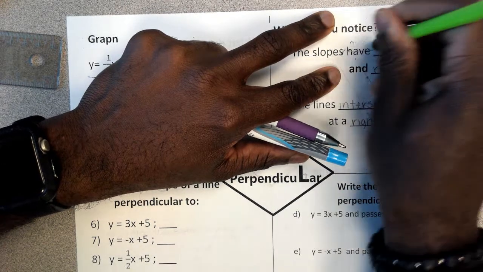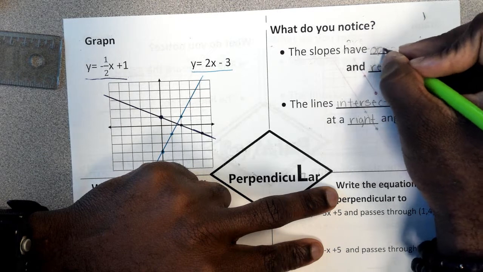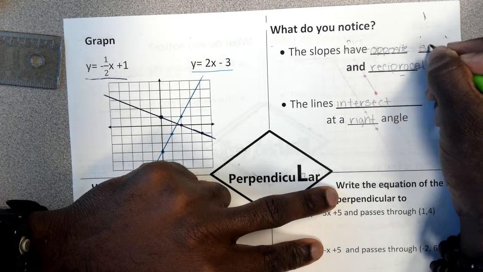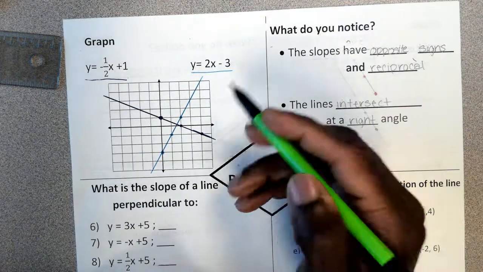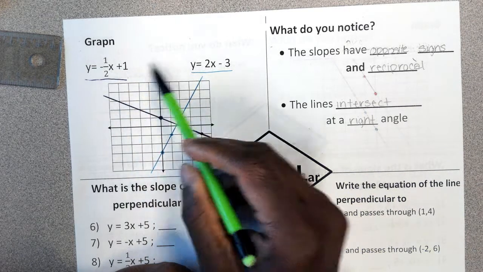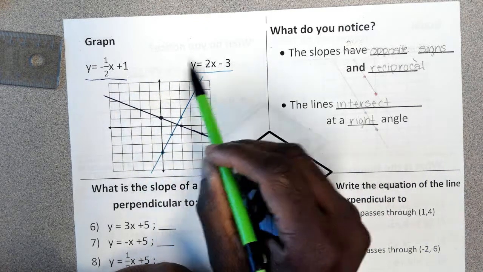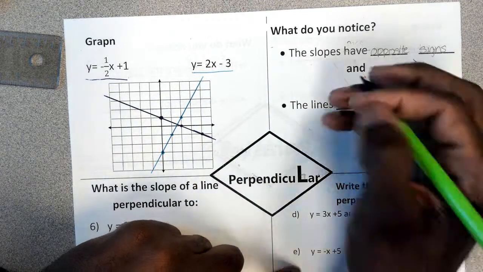Have opposite signs and are reciprocal. So, opposite signs: this one is negative, this one is positive. Negative 1/2, positive 2. And remember, reciprocal is just when we flip a fraction.